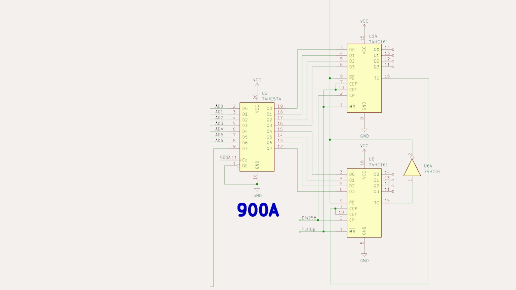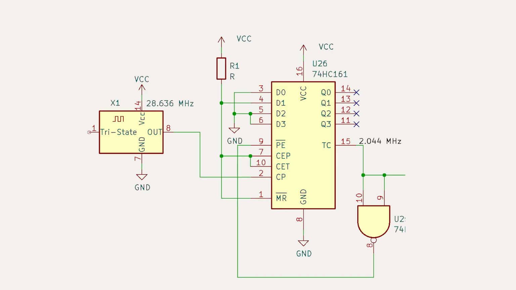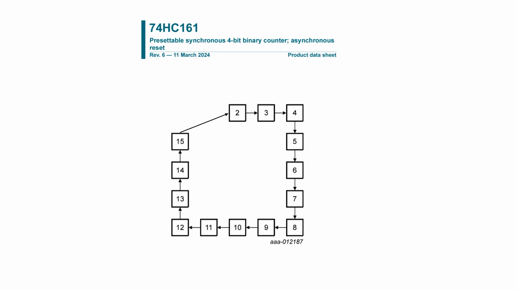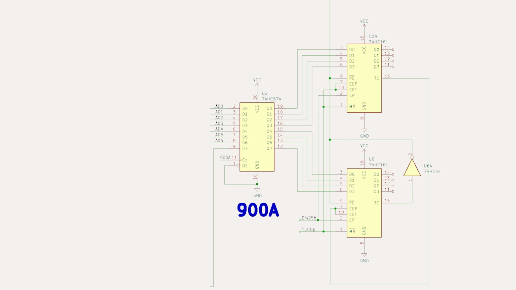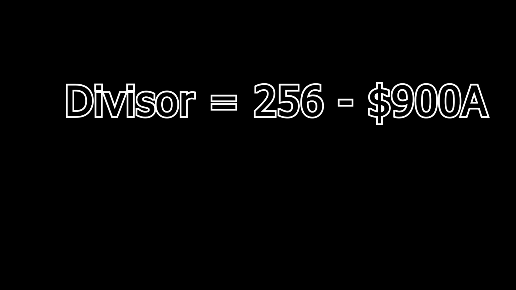I'm getting closer, but we still have a problem. If we look back to our original clock example, if we load 2 into the counter, then we'll count from 2 to 15, which is 14 steps. So the divisor is 16 minus 2, which is 14. With this circuit, the divisor will be 256 minus the value stored in 900A.